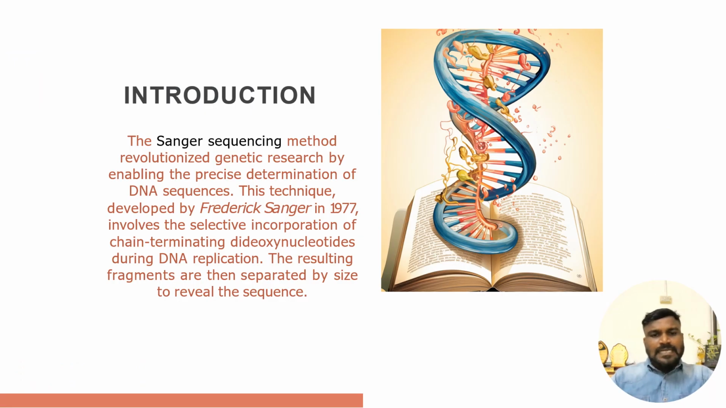Sanger sequencing technique was developed by Frederick Sanger in 1977. This technique involves a selective incorporation of chain-terminating dideoxynucleotides during the DNA replication. This would result in fragments of different size which can be separated based on its size to reveal the sequence. We will be covering some of the key concepts on how this Sanger sequencing works.